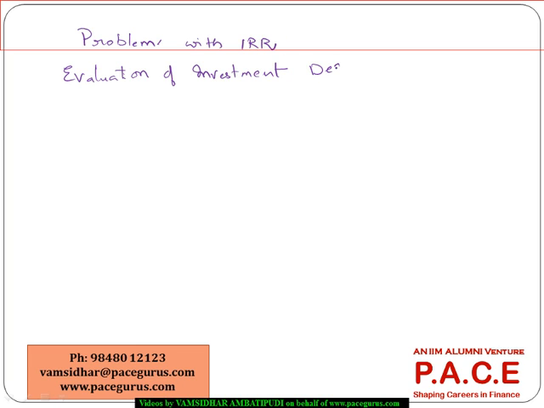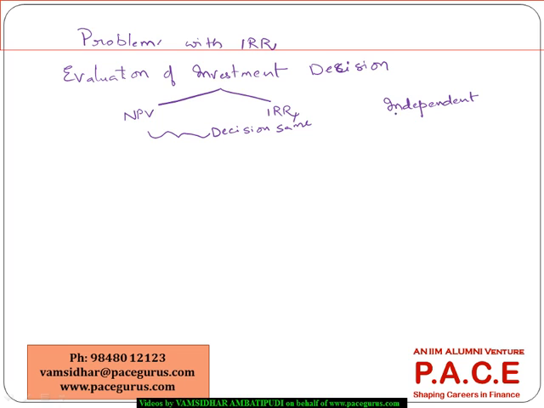what I typically see is that whether I am using NPV or IRR, the decision is the same, the accept versus reject decision is the same, as long as the projects are independent. If I am looking at the projects in isolation, or the decision to invest in one project does not affect the decision to invest in another project, those kinds of projects I call independent.